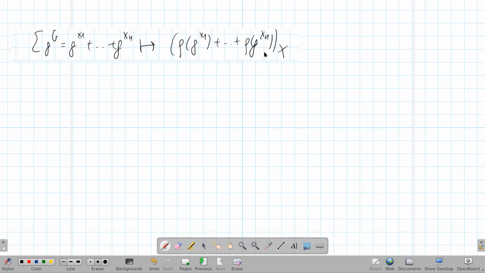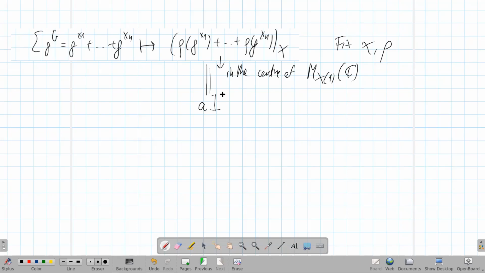We know that this, let's fix chi, rho. So rho is a representation for chi. We know that these elements live in the center of one of the matrix algebras, the corresponding matrix algebra. So this element will be A times I, where I is the appropriate identity matrix.